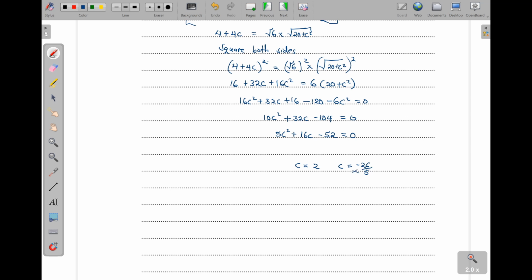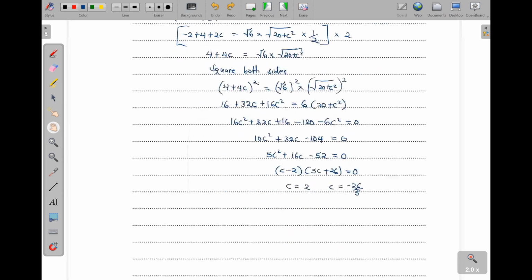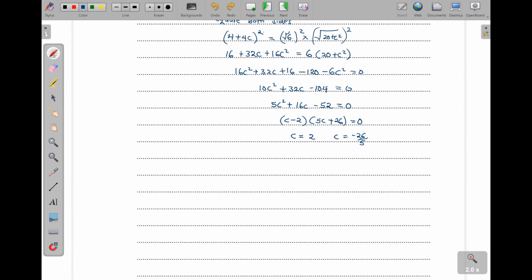Remember, you have to show how you solve the quadratic. So C minus 2, when you bring this one back, and then also cross multiply here, so you will have your 5C, then plus the 26. Okay, so they said that find the value of C. C is a positive constant, so pick the positive value, and then you conclude. You don't just leave your answers there. You conclude C is equal to 2 because it is positive.